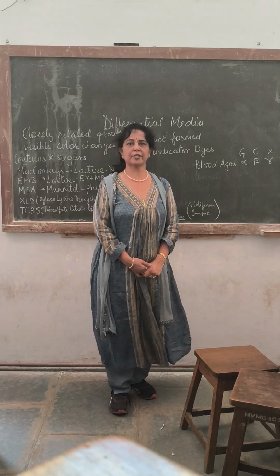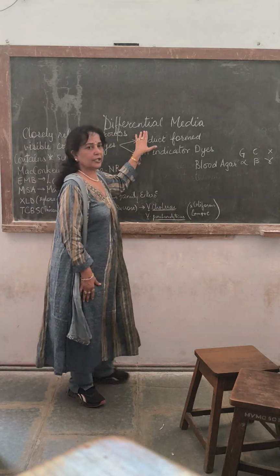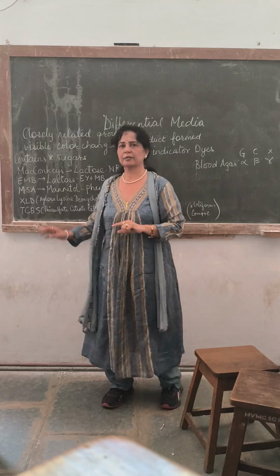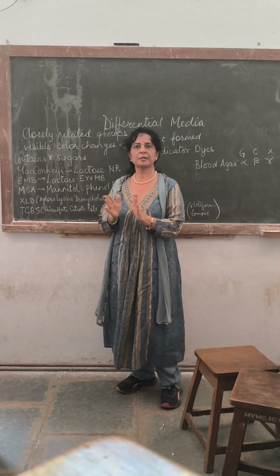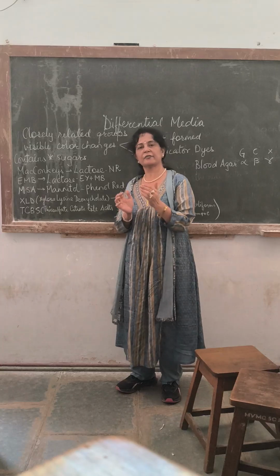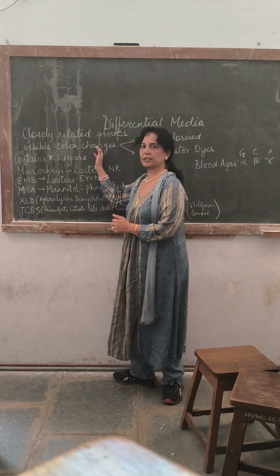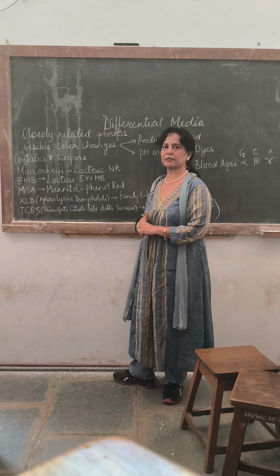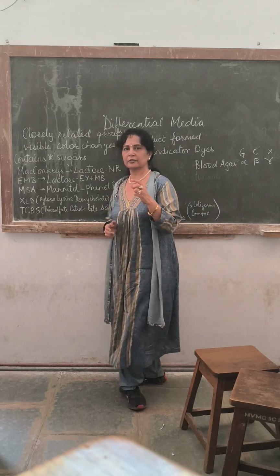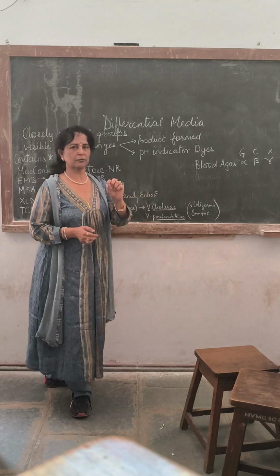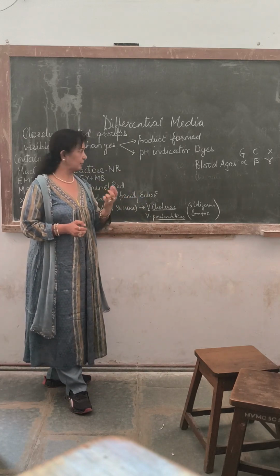Let us see about differential media. In differential media, we utilize this particular media composition when we cannot distinguish between organisms which are very closely related to each other. At that time, we require certain parameters which can differentiate them properly, and we can identify them from the color of the colony or the reaction they have carried out in the medium.